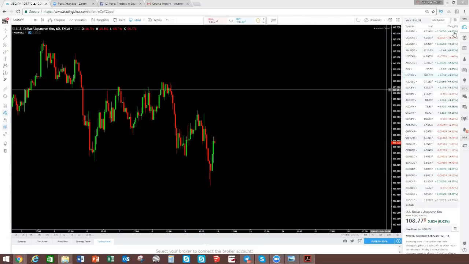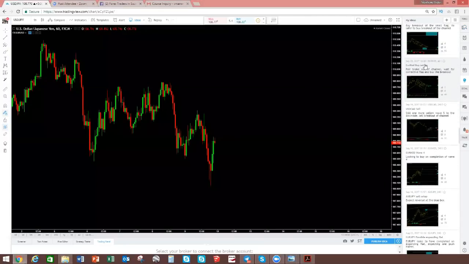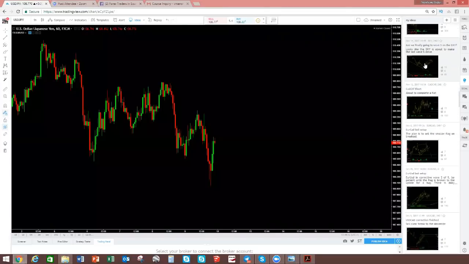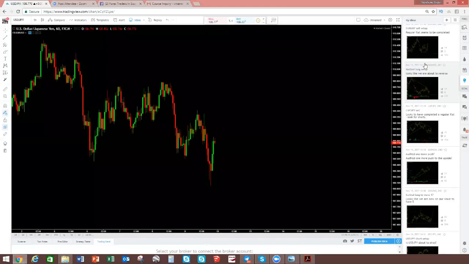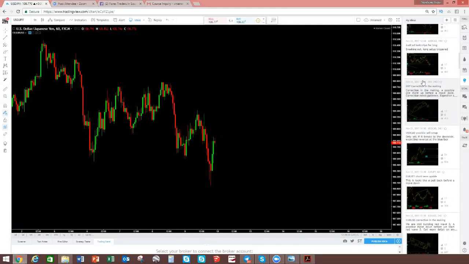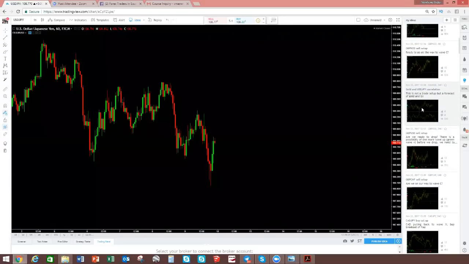That's US dollar JPY. So just back to our US dollar JPY gold correlation. Let's see what these are doing right now. This gold, US dollar JPY.